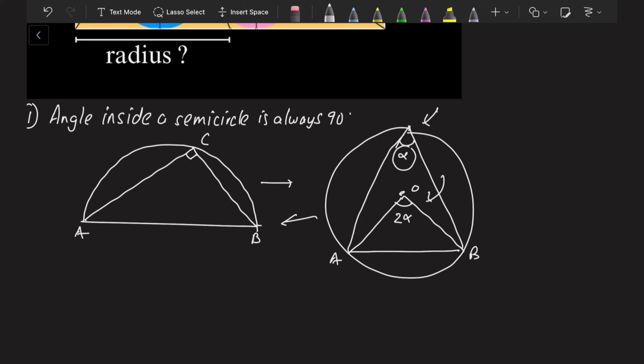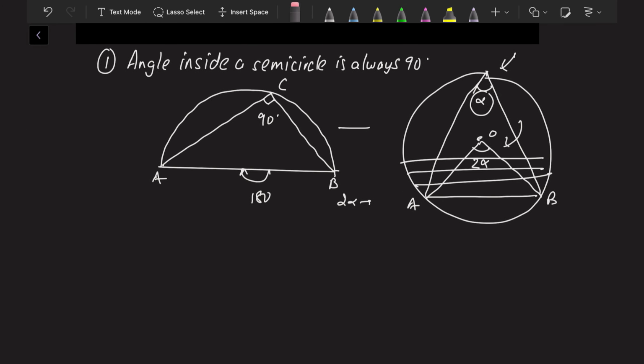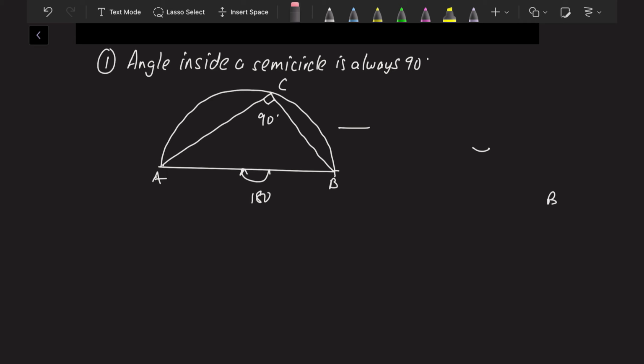Now what happens is that when we make this chord closer to the center, eventually 2 alpha comes closer to 180 degrees, as we can see, and as this center angle is 180 degrees, the circumference angle has to be its half, and ultimately it becomes 90 degrees. The proof of this is also very easy. There's no need to explain that in this particular video, or the video would be very lengthy. So this theorem we are going to use.